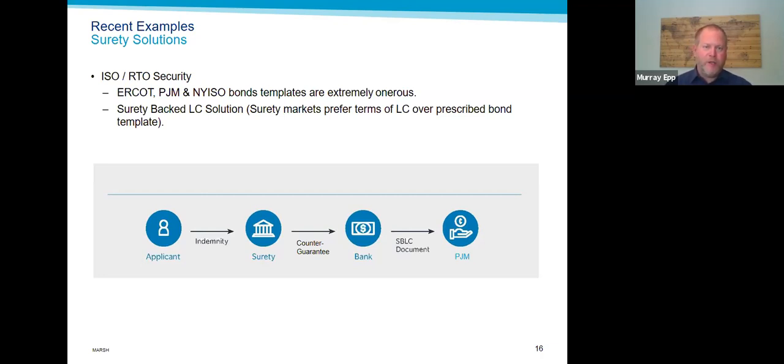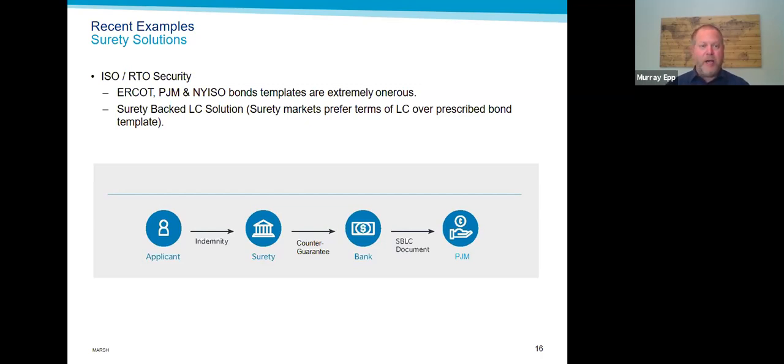PJM Interconnection out of Pennsylvania, who is one of the RTOs on the eastern side of the United States, we knew they were going to make an announcement this fall in September that they were going to start accepting surety instruments in addition to letters of credit. But when that template hit the street, it was incredibly onerous in nature, with a 1-day payment window and a few other particulars that made it so that no surety was willing to write it or has been willing to write it so far.